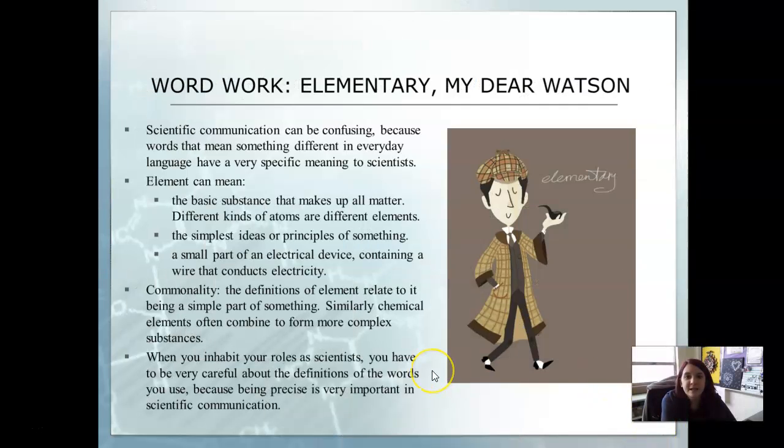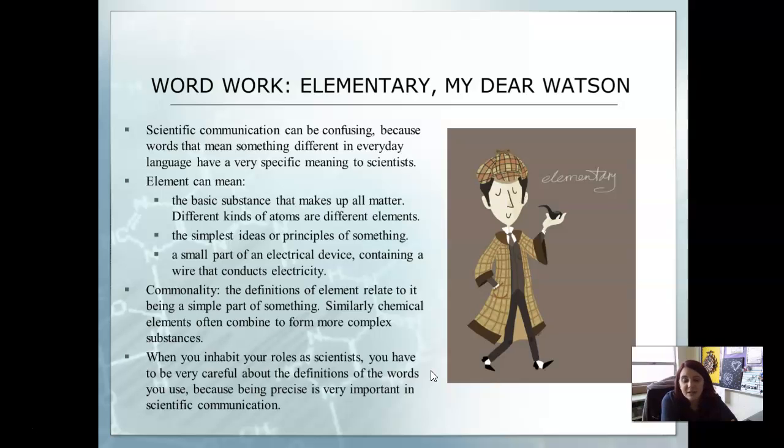Our word work today is elementary, dear Watson. Scientific communication can be confusing because words that mean something different in everyday language have a very specific meaning to scientists. So an element can mean the basic substance that makes up all matter. Different kinds of atoms are different elements. It could also be the simplest idea or principle of something, and it could also be a small part of an electrical device containing a wire that conducts electricity.